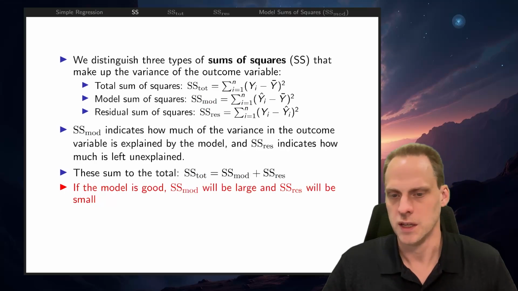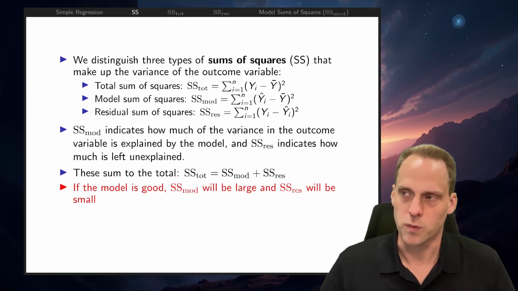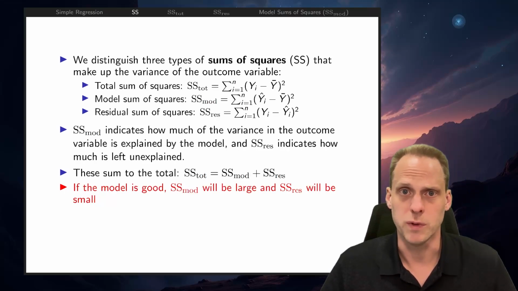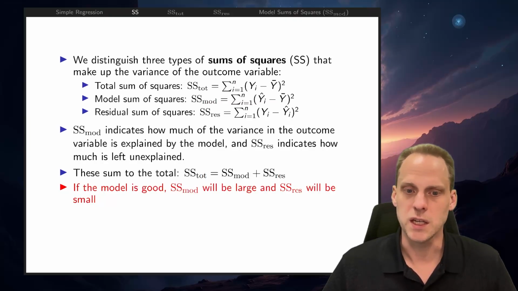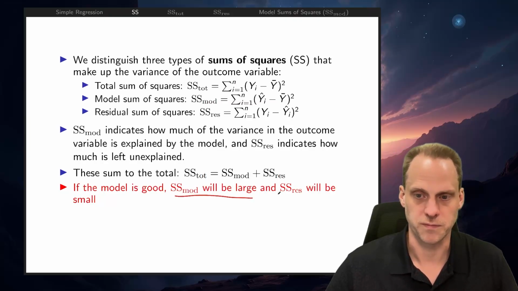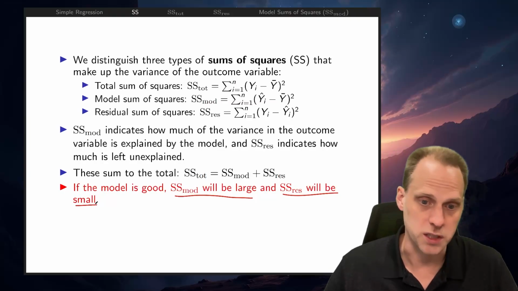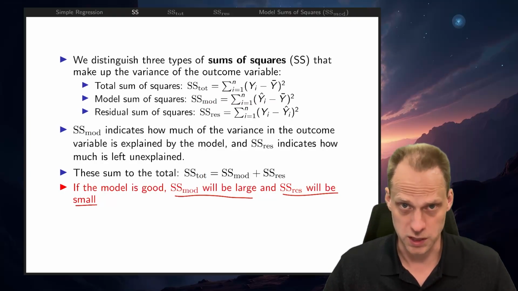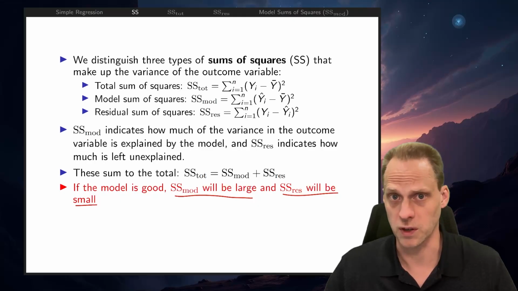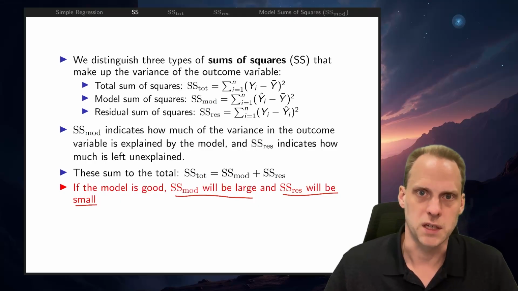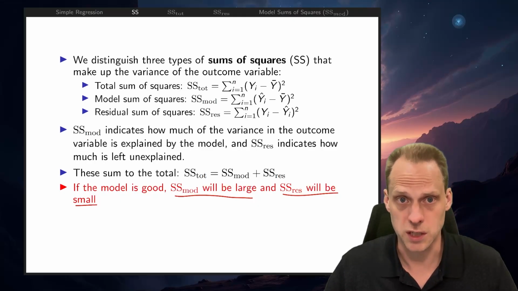Now you're not gonna get that exactly. You're always gonna get some residual sum of squares. It would be really, really weird if you don't. But ideally you want this to be large and this to be small. Now, what is large and what is small? That's a statistical question. And that's something we're going to look at and basically investigate using statistical inference.